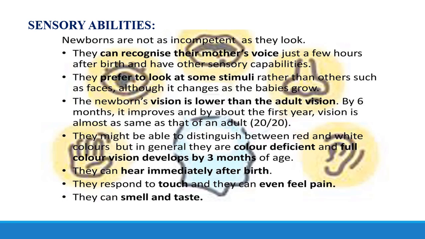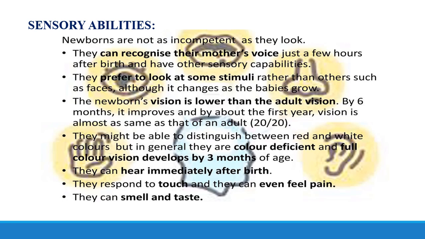Next, the newborn's vision is lower than the adult vision. As you know, the normal average vision is regarded as 20 by 20. By 6 months, the baby's vision improves, and by about the first year, vision is almost the same as that of an adult. But as soon as a baby is born, the vision is lower than the adult vision.